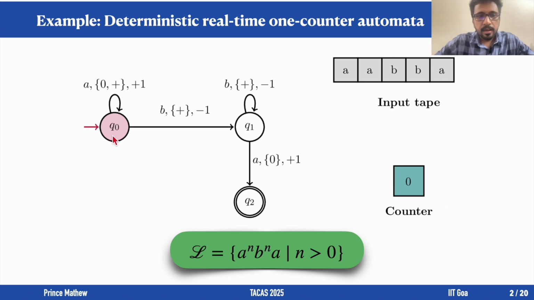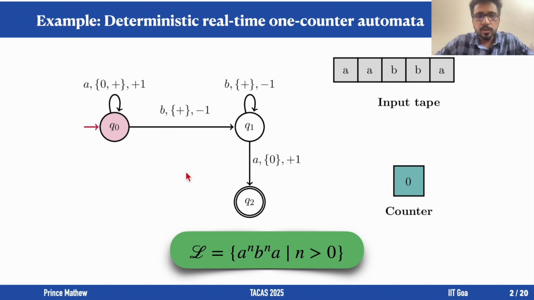Let's look at this DROCA. You have a transition from Q0 to Q1. This transition is labeled b, positive, -1, meaning that this transition can be taken on reading a b if your counter value is positive, and this transition will decrement your counter value by 1. Similarly, this transition from Q1 to Q2 can be taken on reading an a if the counter value is 0, and it increments the counter value by 1. The transition here from Q0 to Q0 can be taken on an a if the counter value is 0 or positive, and it increments the counter value by 1.